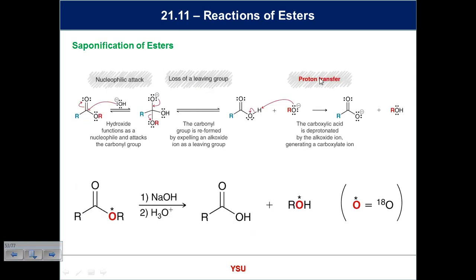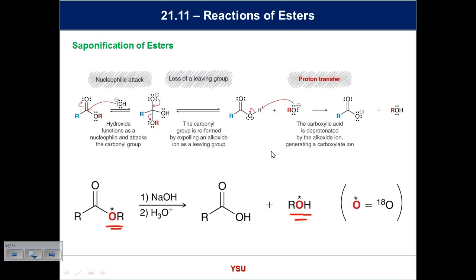Now, how do you prove this? Well, there's an experiment to do exactly that. You can start off with the labeled material, and you can find out where the label ends up. If the label ends up in the piece that got lost, this had to behave as a leaving group. That's exactly what happens. Same mechanism at the top, simple 2 or 3 step process, kicking out a leaving group, and then quenching.